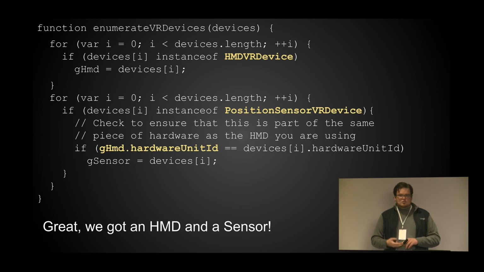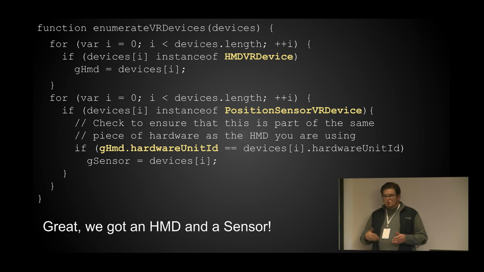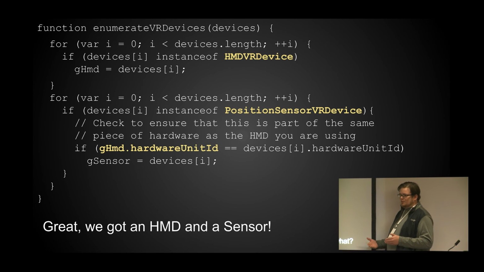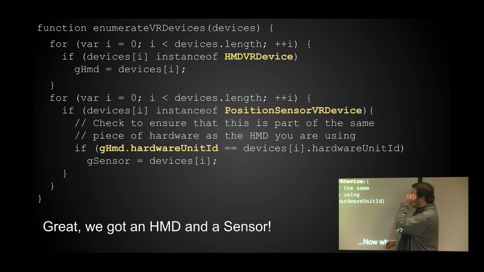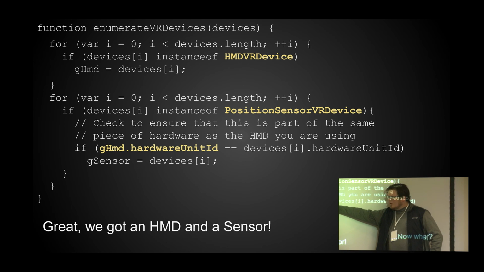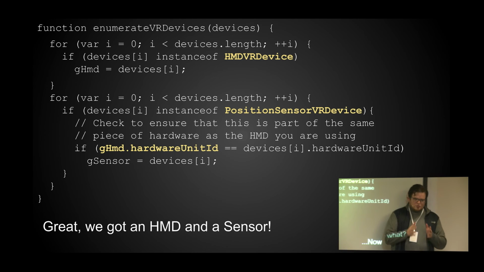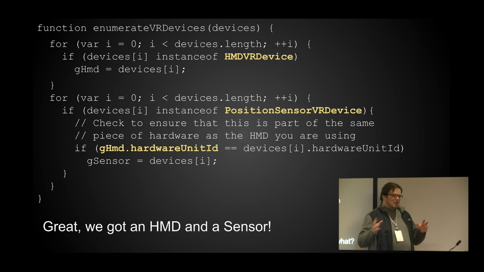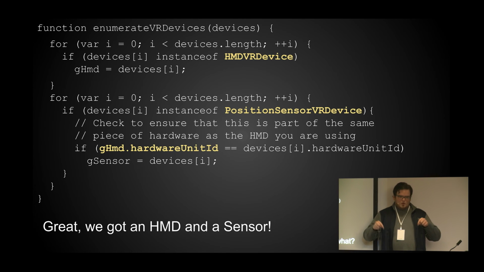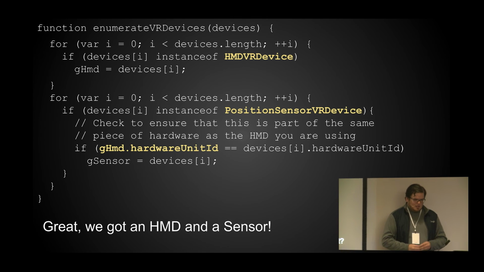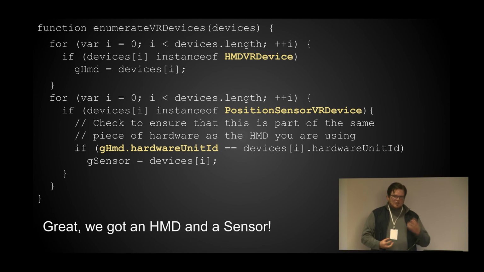Now, how do we associate these two together? Because you might actually have multiple VR devices hooked into a computer. That's kind of insane right now, but it might happen. You look at the hardware unit ID, and this will associate those two devices together. Every device that represents a capability of a single piece of hardware will share a hardware unit ID. And so you can correlate those two together, figure out which device you want to use, and now we're off to the races.